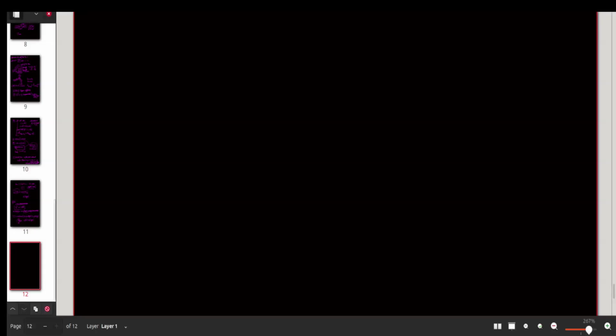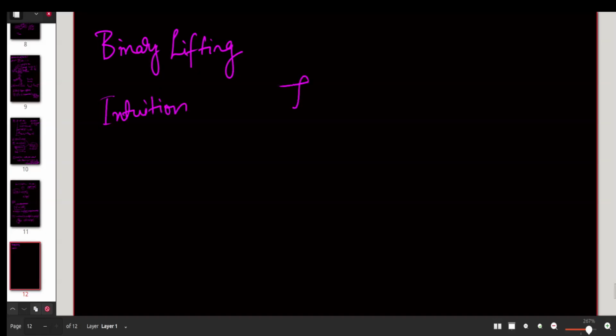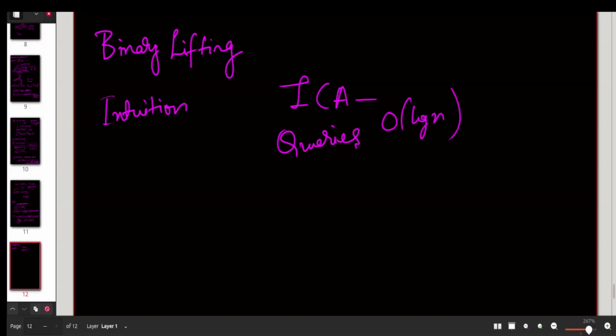so let's explore a technique called binary lifting. Let me try to give you the intuition behind it, because it's a very common technique in competitive programming to find the lowest common ancestor whenever there are multiple queries, and you can get it to log n per query.